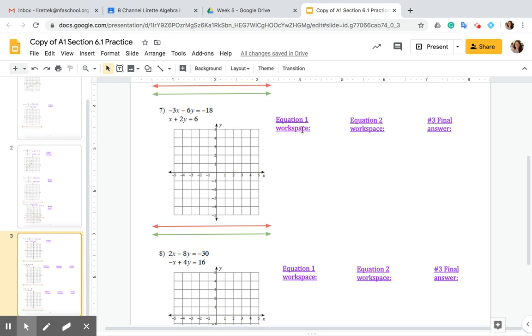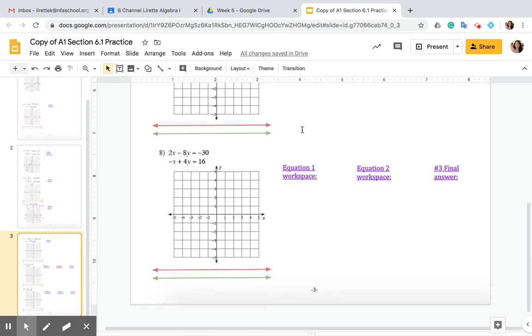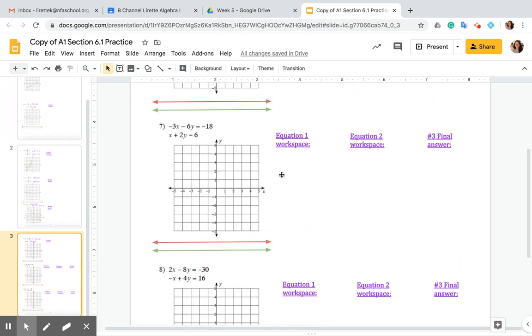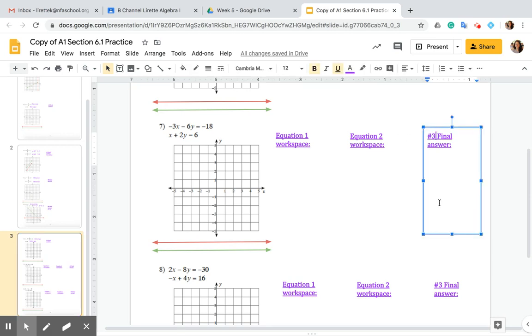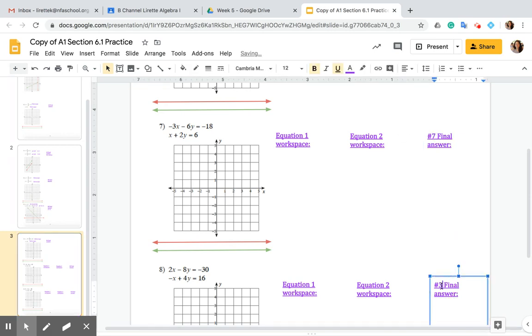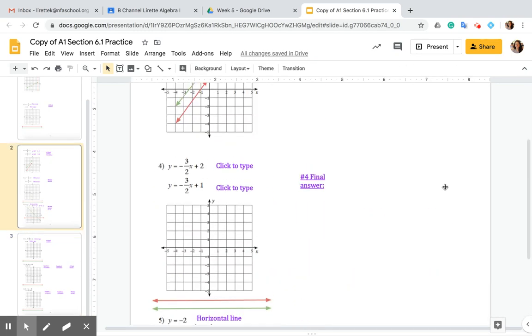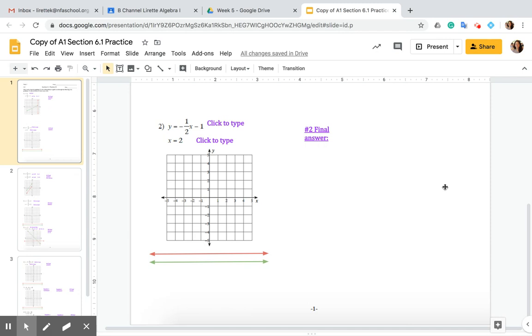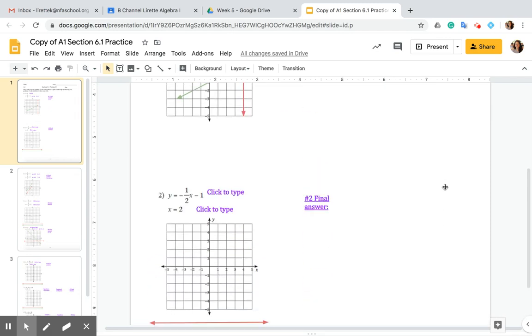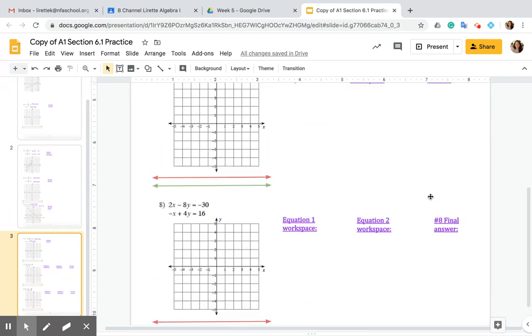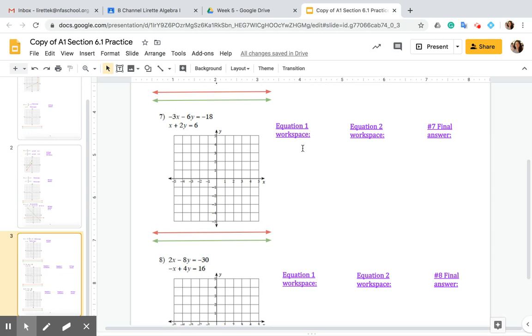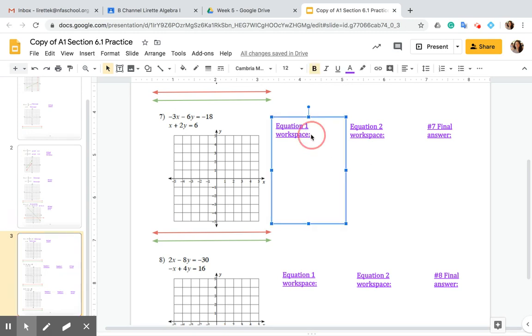So as you can see, I've set up these problems a little bit different from the ones above. I have more text boxes, and it says equation 1 workspace, equation 2 workspace, and then our final answer. And I got to change this. This is number 7, and this is number 8. The other one's good? I think so. A little impromptu review here, just to make sure that everything's typed out correctly for you guys. Yes, okay, good.